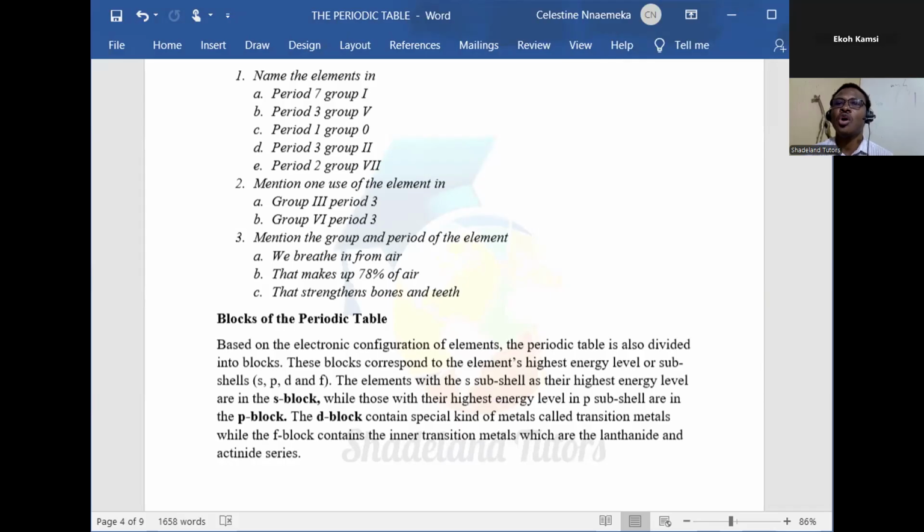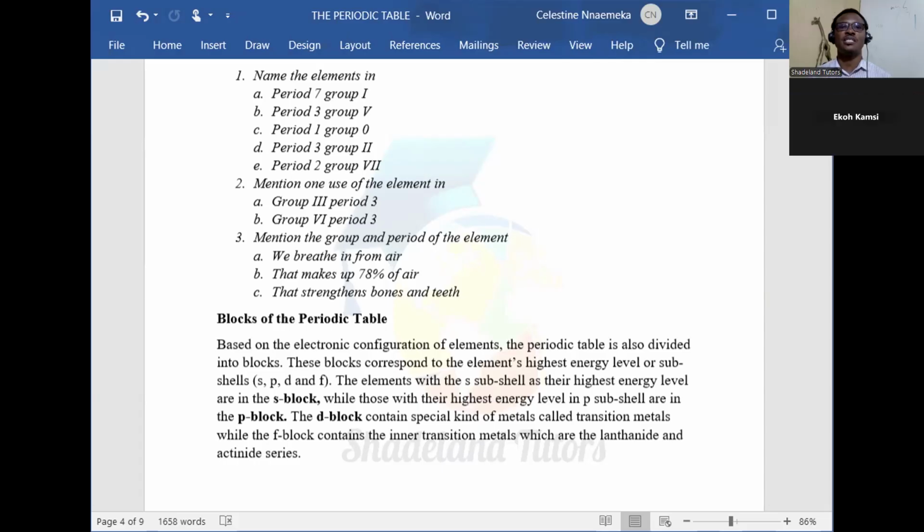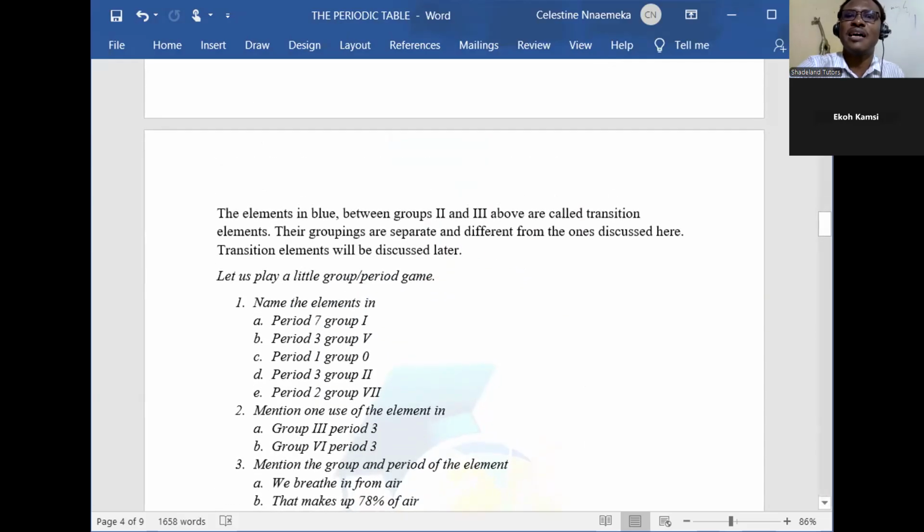Echo Kamsi, go on, unmute yourself, please. Sir, in some periodic tables, I've seen hydrogen under group 1. Yes, I mentioned earlier that hydrogen is placed in group 1 just for convenience. But if you go through this research I asked you to do, you're going to see that there is a reason why it doesn't fit perfectly in group 1. There's a reason why it was removed from group 1. Now, I'm still sharing my screen. I want to show you something.